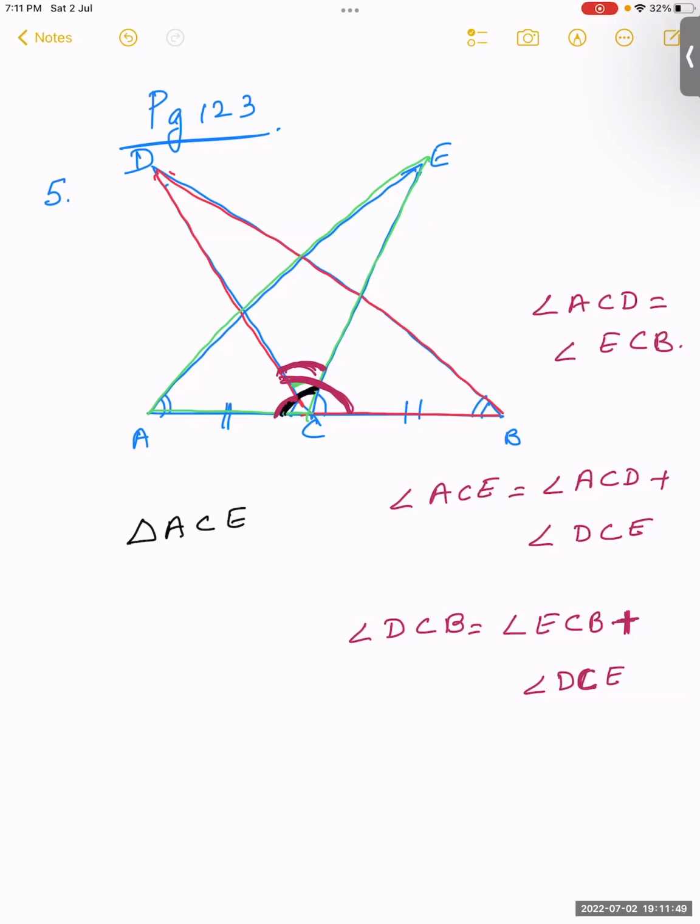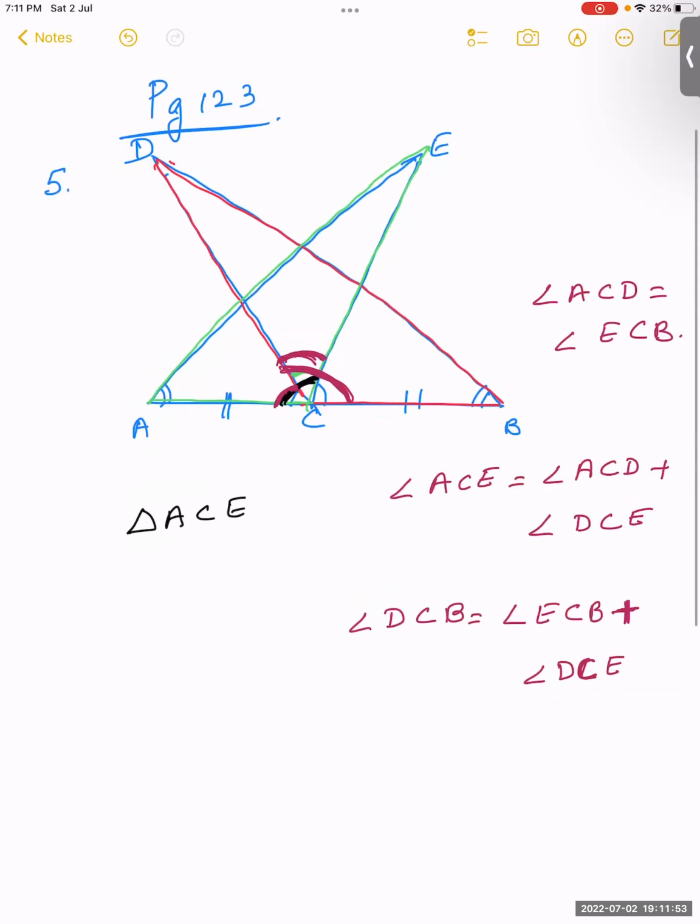Yes, ma'am. So in that case, just look at this and take DCE as some figure. Even if you don't take it, it's okay. So just look at this. We know that angle ACD, angle ACD plus angle DCE is what?